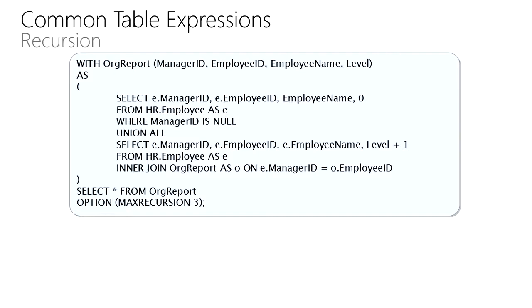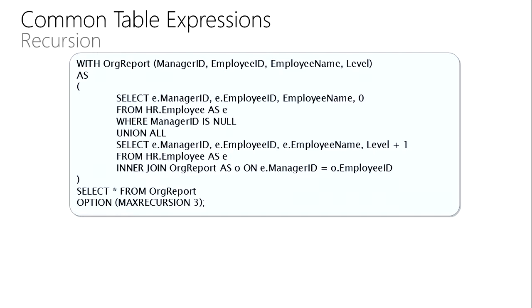I've created a common table expression called org report, and it consists of a manager ID column, an employee ID column, an employee name, and the level within the hierarchy that employee lives at, with 0 being the managing director at the top, and then 1 the direct reports to there, 2 the direct reports to those guys, and working your way down through the levels of the company.